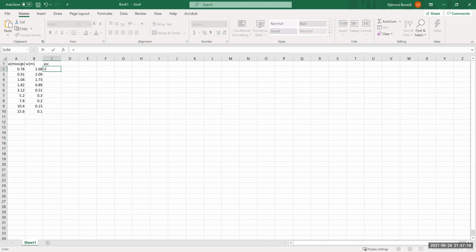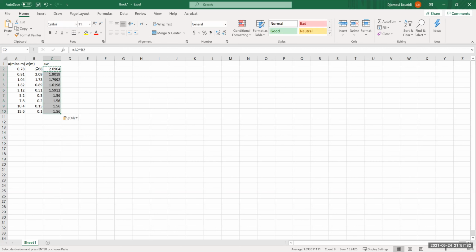So I'm going to say equals this cell times this cell. Good. And that is the product of these two. So I'm going to copy this value and put it in here. Here is what they're saying. It stabilizes, I would say, from 6. It becomes more or less constant after that. Before that, it's not really constant. So let me graph this AW as a function of A.